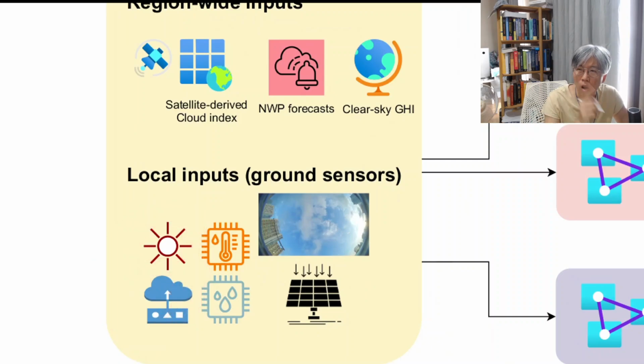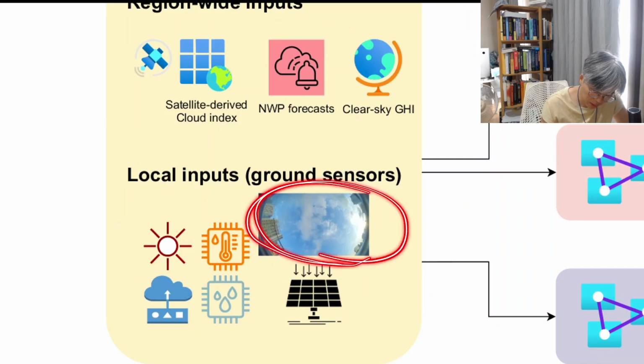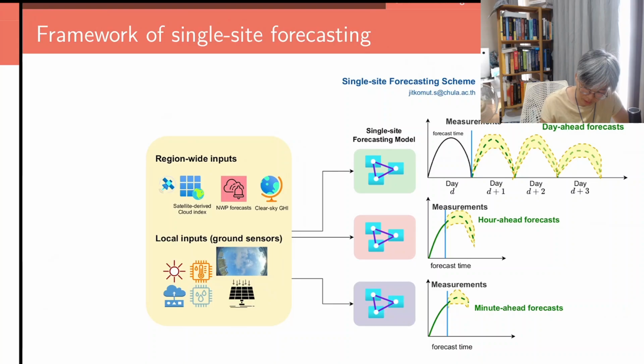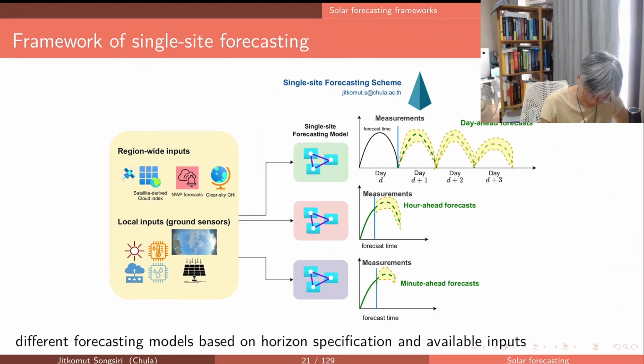But you also need cloud information, which highly influences the variation of irradiance. So it depends on whether you can have a sky imager, or you're going to rely on the satellite. And so this is an example of how one can think of a framework in single-site forecasting.